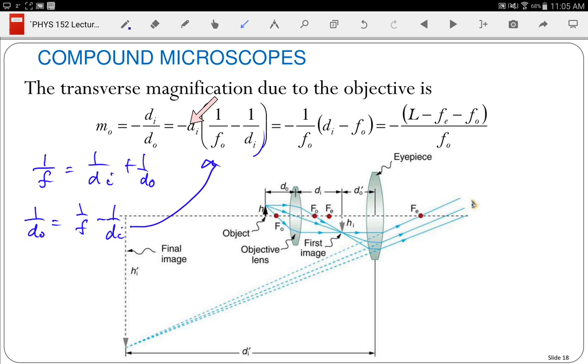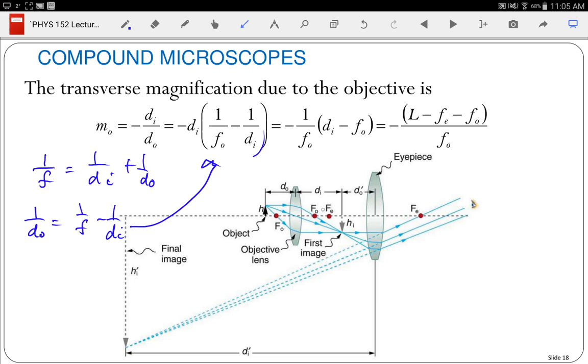This distance image I brought inside, so I had distance image over the focal length objective that I factored out, minus distance image over distance image, that canceled out. And so this here is just rewriting by rearranging. That's all it is.